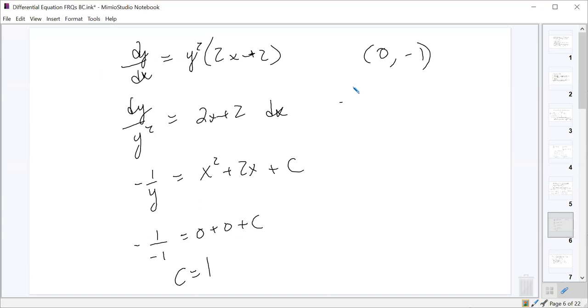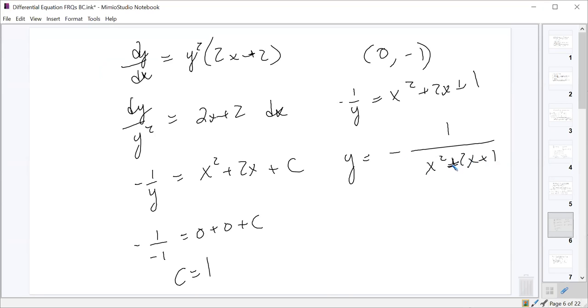So we'll go back in: -1 over y equals x squared plus 2x plus 1. And we'll just take our reciprocal and divide by negative. So y equals -1 over x squared plus 2x plus 1. And that's your answer.